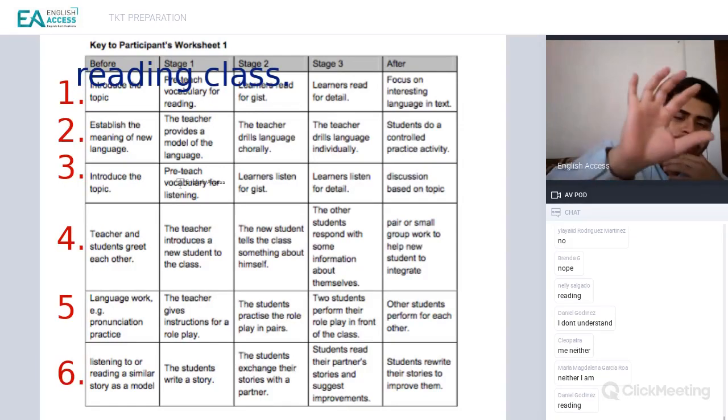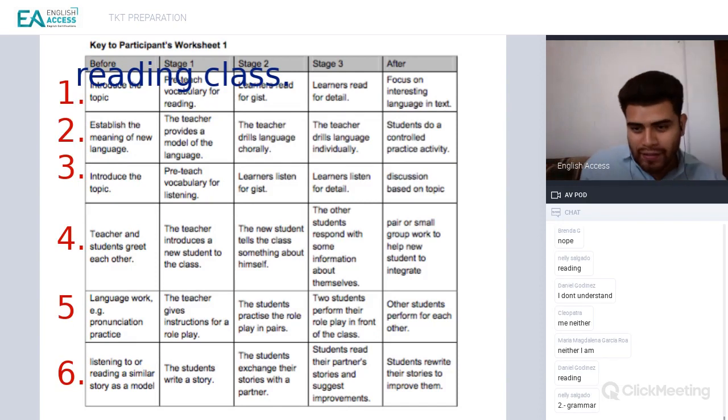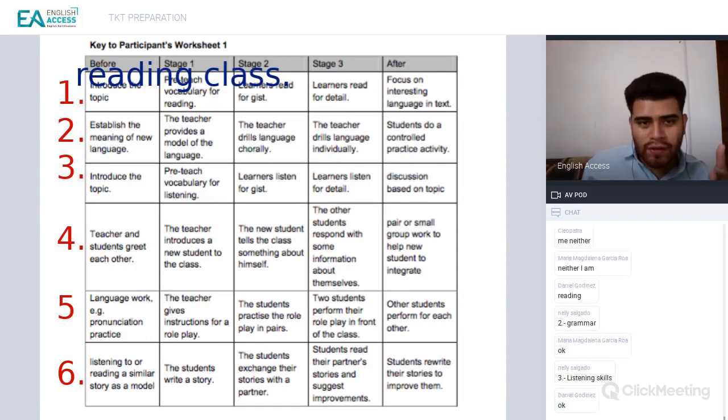Okay. So we have 6 different types of classes. What I want to know is what type of class can I use this for? Number one, we said is a reading class, right? So if I have a reading lesson, these are the perfect stages. Now, number two, establish the meaning of new language. The teacher provides a model of the language. The teacher drills language chorally. The teacher drills language individually. And students do a controlled practice activity. Number two is what?